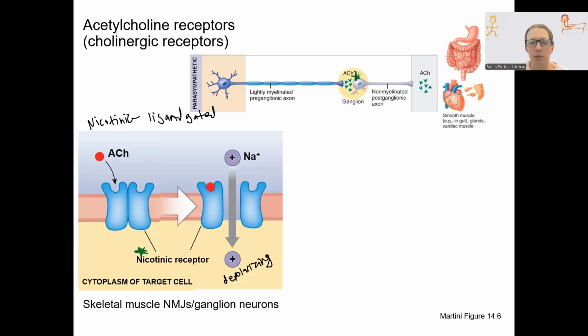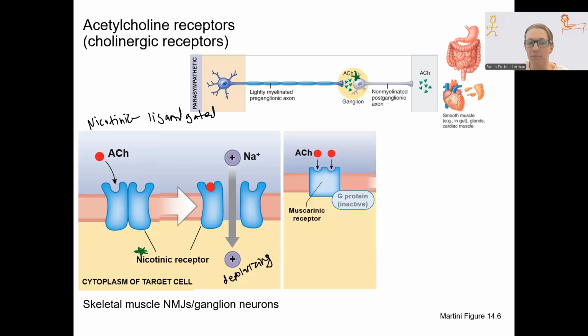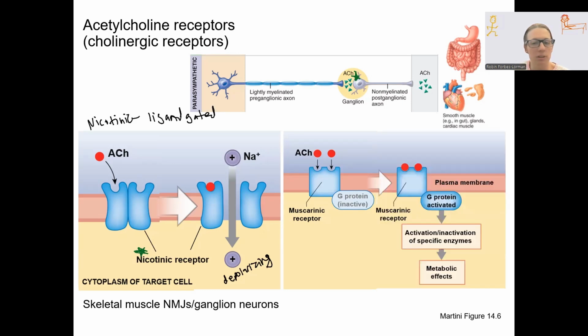The second type of acetylcholine receptor is the muscarinic receptor. So these are G protein coupled. So when acetylcholine binds to them, the G protein changes shape, is activated, activates other proteins, and has other effects in the cell. That's it for now.